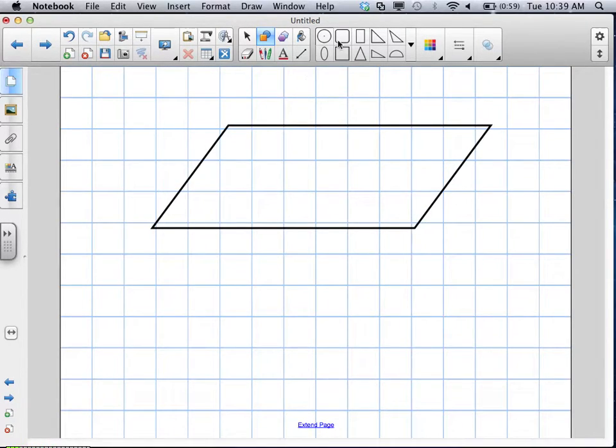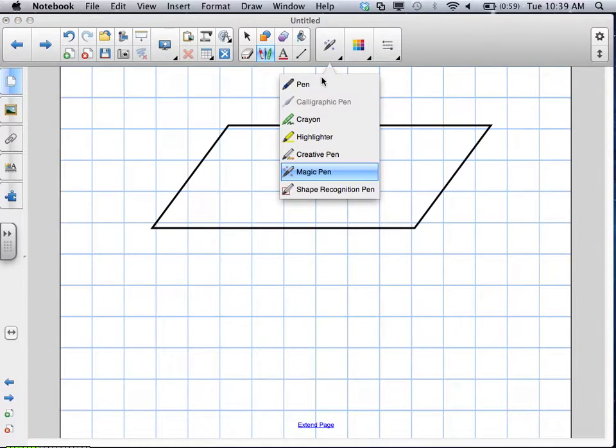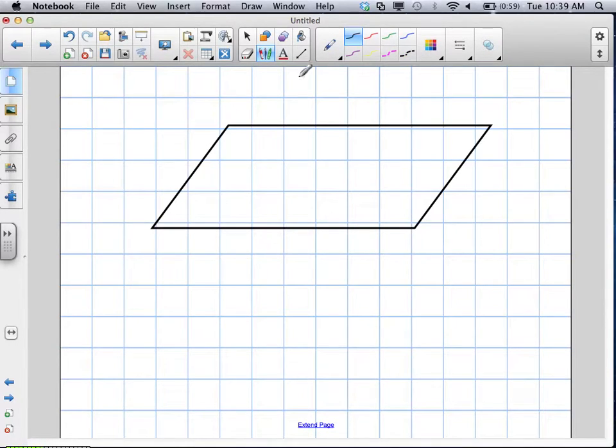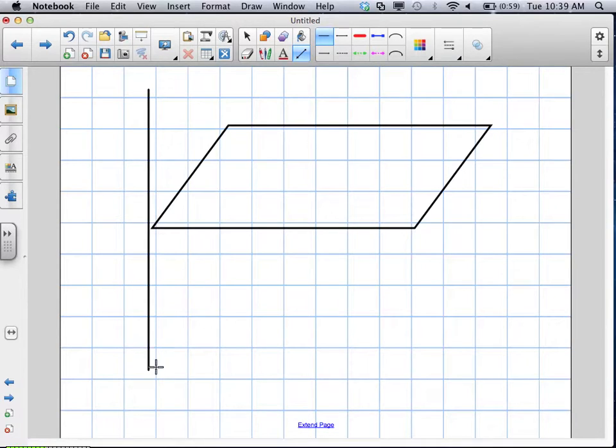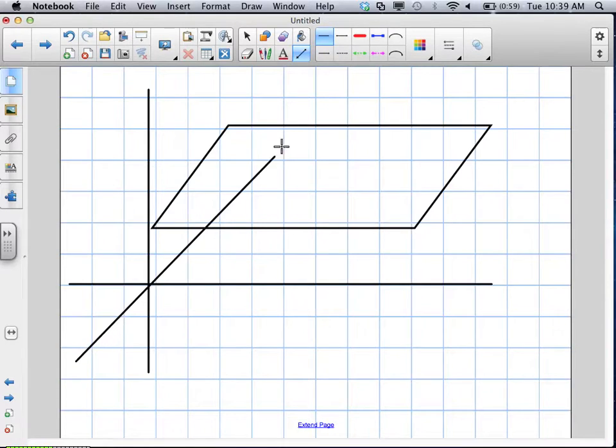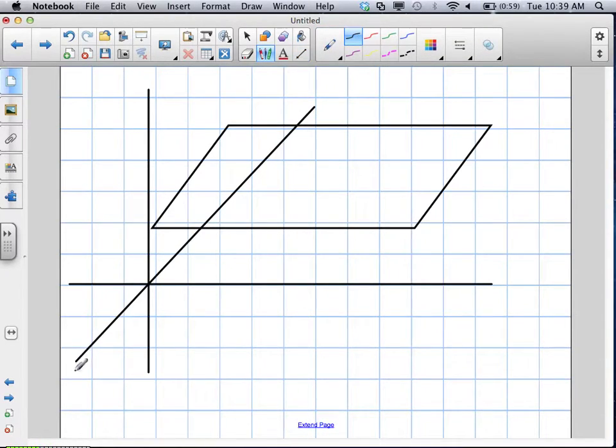Now, when we talk about a plane, again, like I said, we're talking about a 2-dimensional surface. So, let's say we are in 3 space here. Something like this. Okay. And this is our x, z, and y axis. So we're in 3 space, and this parallelogram represents a plane.